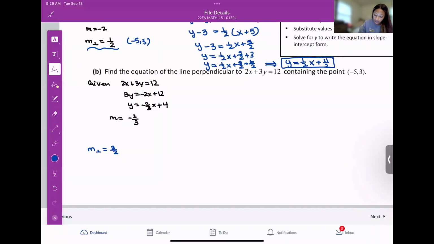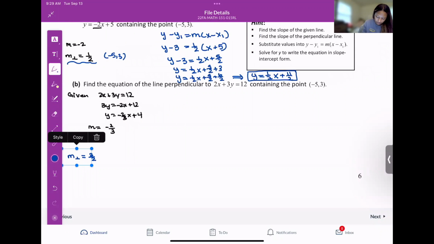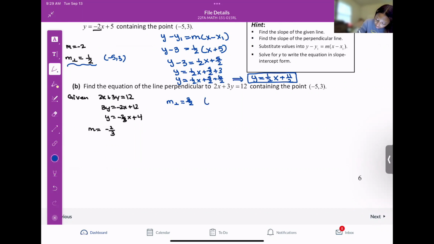And then that's the hard part. I'm actually going to move this. Let's move that over here because we have more space over here. All right, so positive 3/2 is our slope. And then we're going through the point negative 5, 3. That's our x1 and y1. And putting that in point slope form, y minus y1 equals m times x minus x1. We get y minus 3 equals 3/2 times x plus 5.